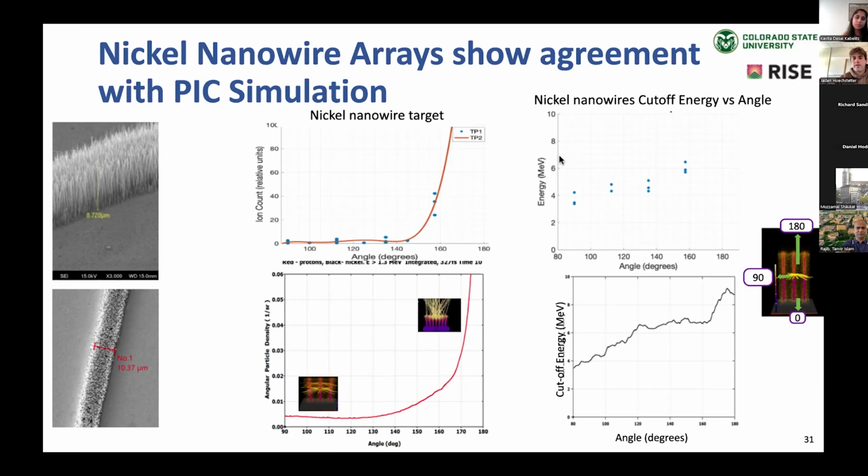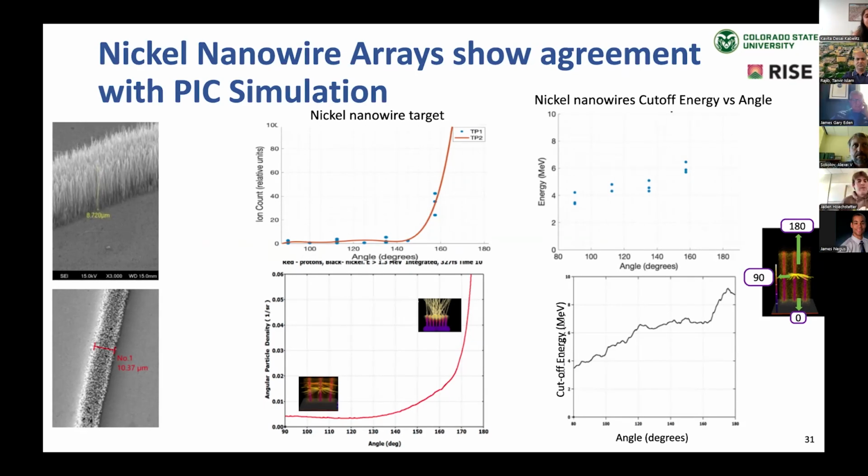And then further on the right, we measured nickel nanowire arrays to compare it to our CH2 nanowire arrays, the 10 micron strip, to measure the radial acceleration. And here we have the ion flux and the angle, and the largest flux was in the laser backward direction, and that compares well with the PIC simulation, which is right here. And then we also compared the proton cutoff energies from the nickel nanowires to PIC simulations. And again, we see the largest cutoff energies were in the laser backward direction, and that agrees well with simulation.